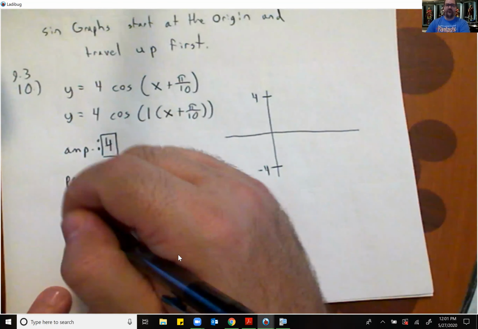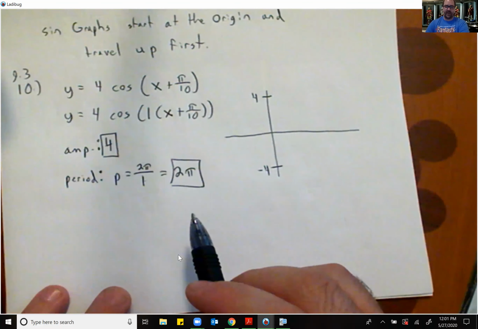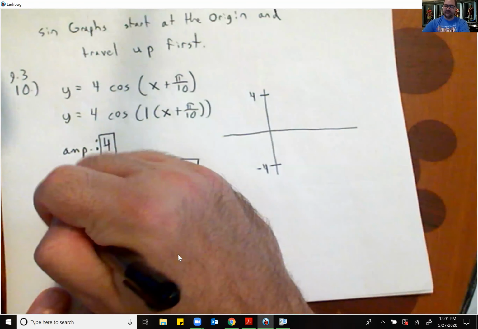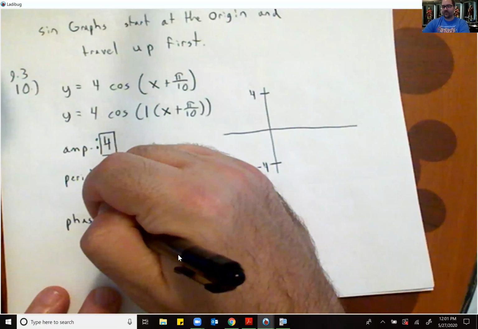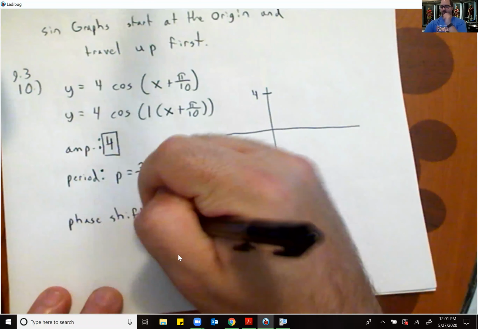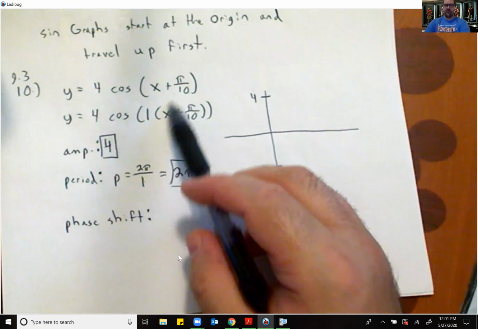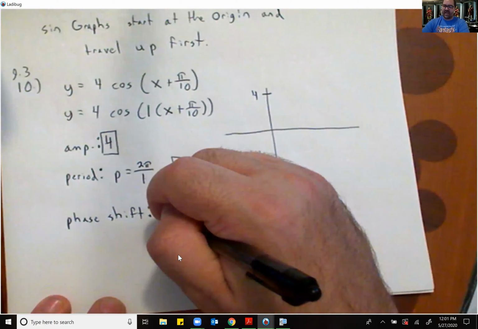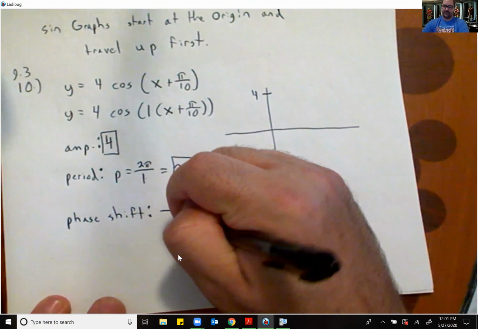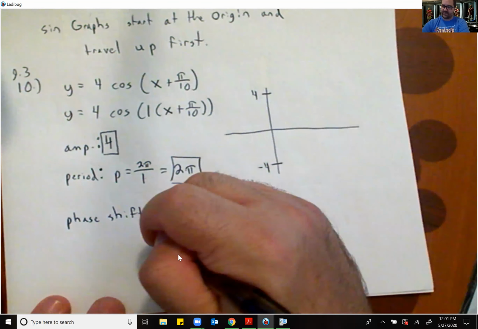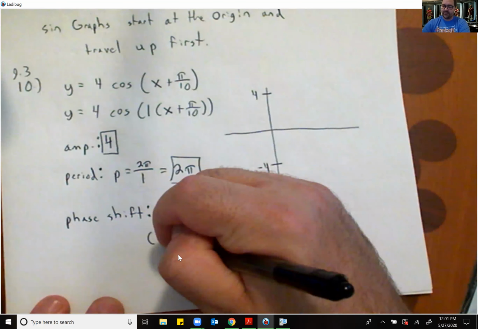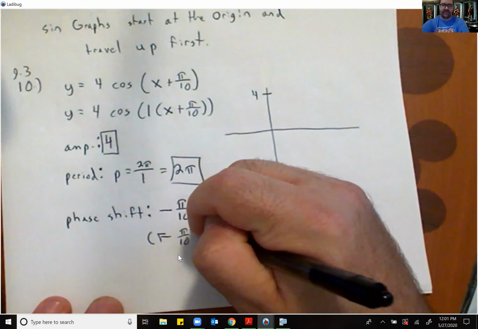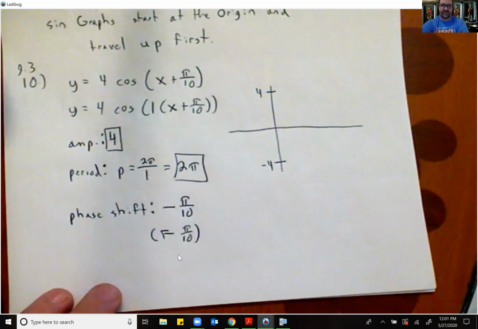There is no vertical translation, okay? There's only a phase shift. So what is the phase shift? Well, here's the number. Remember, you have to give me the opposite of what you see. So that means the phase shift is -pi over 10. In other words, what this really means is my graph is going to move to the left pi over 10. That's really what the phase shift means, because phase shift is horizontal movement translations.